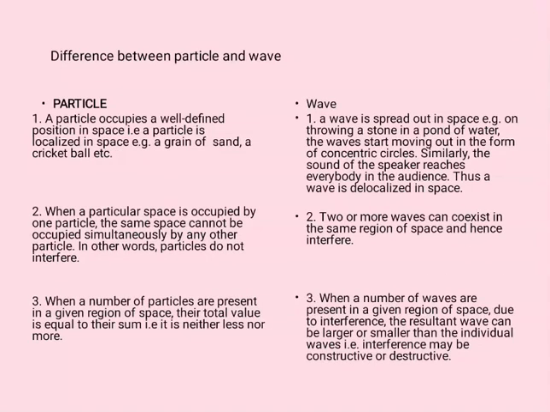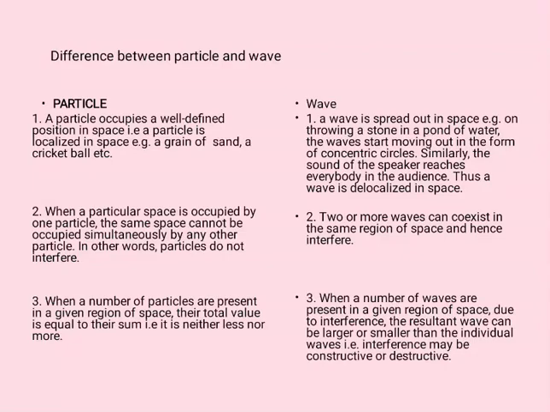Next is, what is the difference between particle and wave? Number 1, a particle occupies a well-defined position in space, meaning a highly localized position. But a wave is delocalized, or it is spread out in space. Number 2, when a particular space is occupied by one particle, the same space cannot be occupied simultaneously by any other particle.